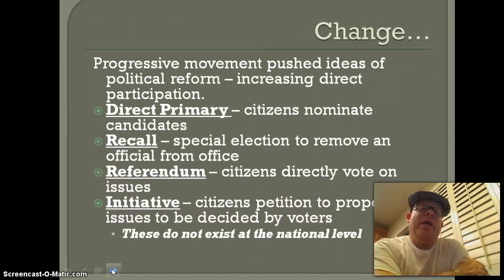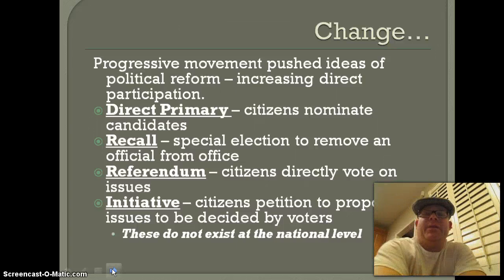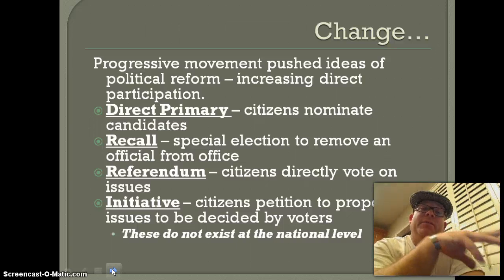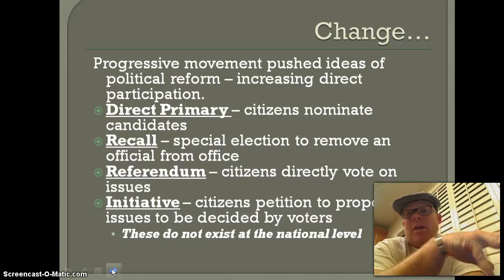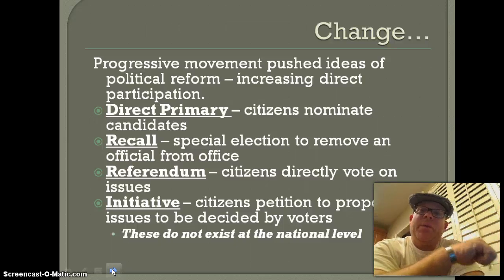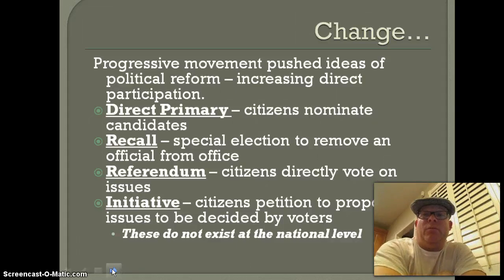Progressive movement is the element that's going to push a lot of these changes. They're going to place direct pressure and try to grow participation by regular Americans. You'll see here some of the things the progressives are going to bring about at the very end of the 1800s and into the 20th century. We talk about the direct primary, moving away from the caucuses and allowing candidates to nominate, to do the nomination for the political party's candidate.